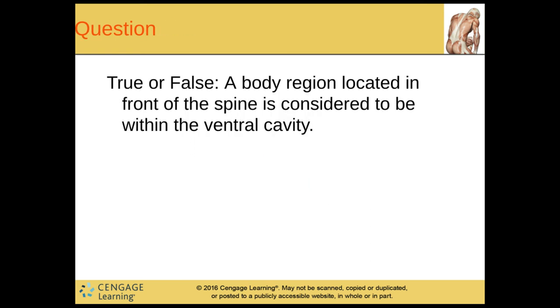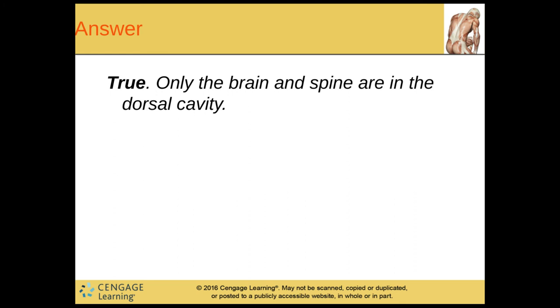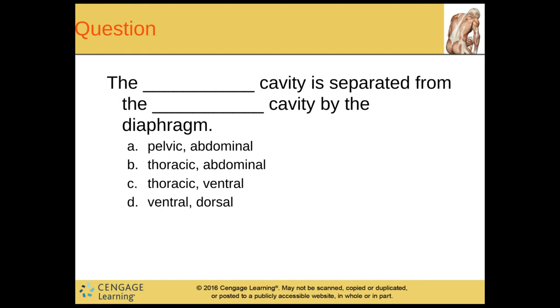All right. So true or false, the body region located in front of the spine is considered to be within the ventral cavity. What do you guys think? That's true. So only the brain and the spine are in the dorsal cavity. Good job. All right, another question. The blank cavity is separated from the blank cavity by the diaphragm. What do you guys think?